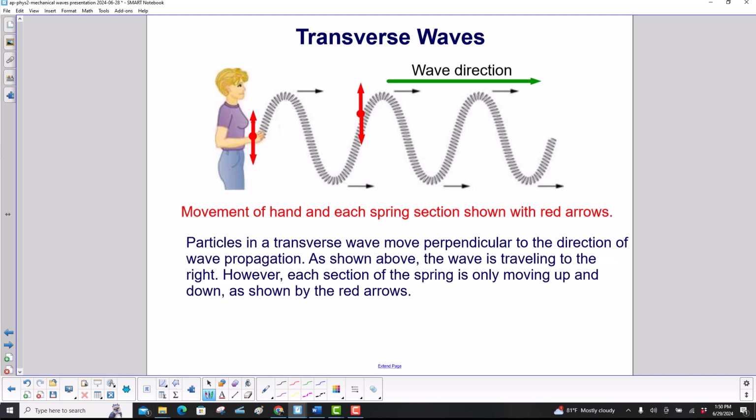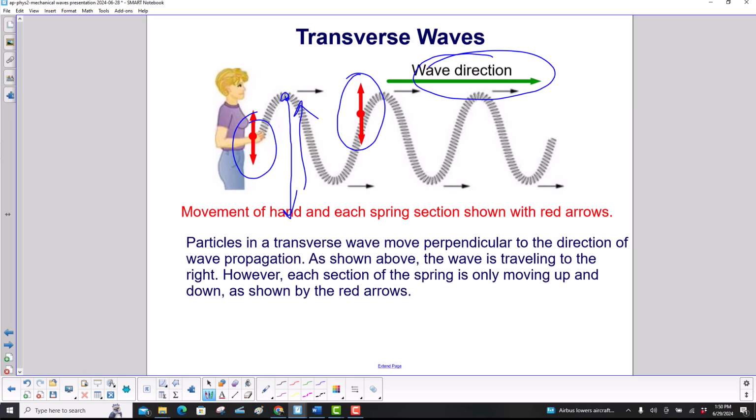Particles in a transverse wave move perpendicular to the direction of wave propagation. As shown above, the wave is traveling to the right. However, each section of the spring is only moving up and down as shown by the red arrows. So this piece here, that's kind of at the peak of its up. Next it'll come down, then it'll go back up, etc. But the wave moves to the right.